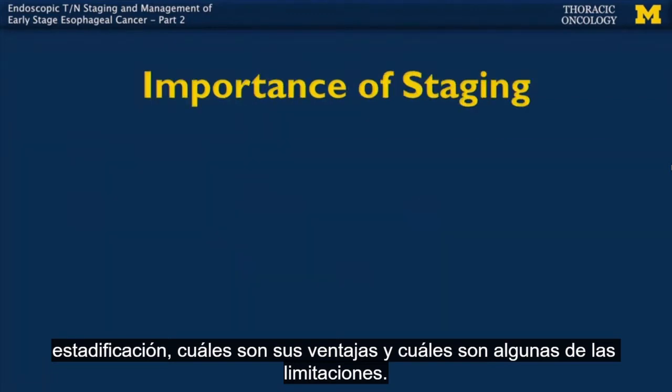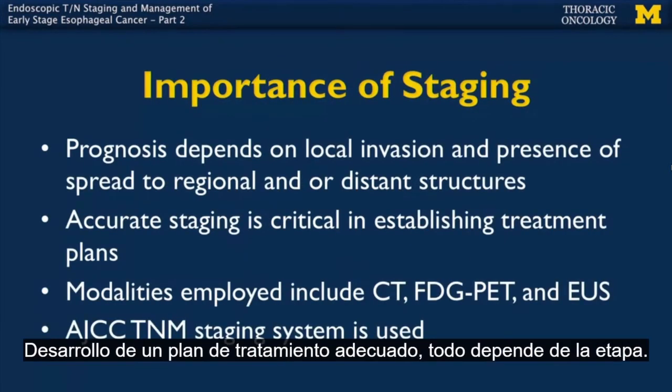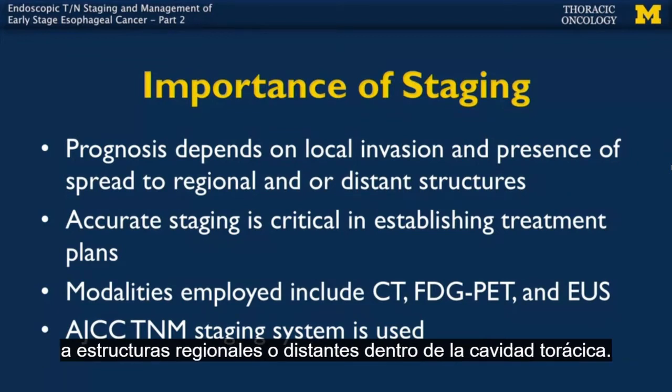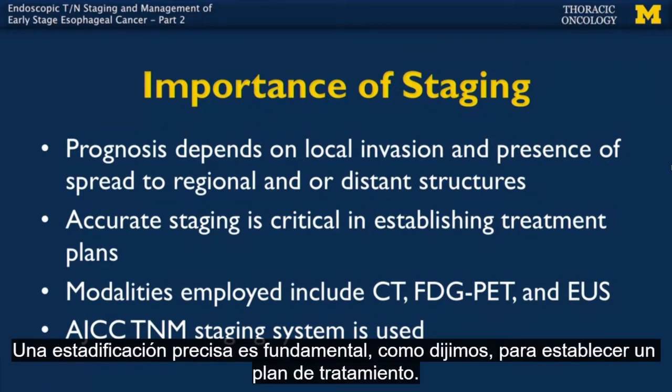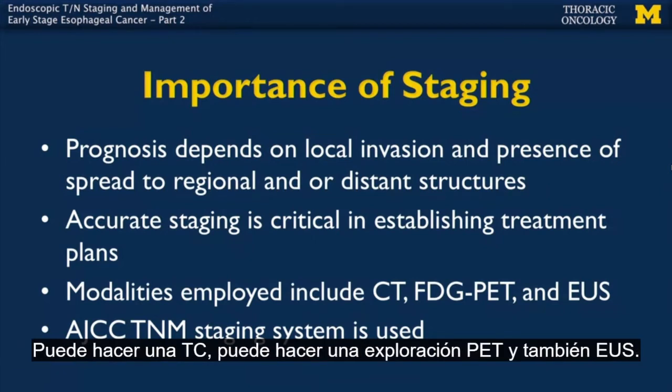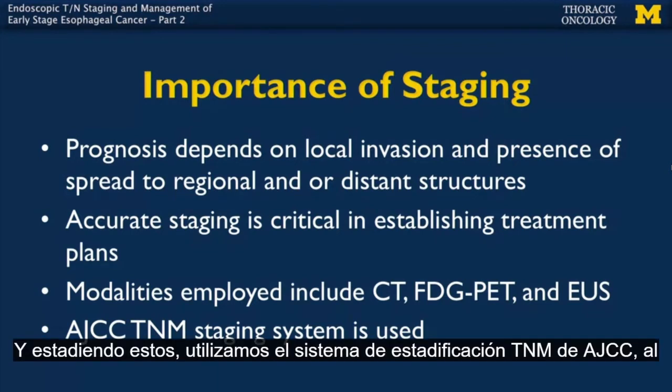Development of an appropriate treatment plan is all dependent on stage. So you can see here the prognosis depends on local invasion and the presence of spread to regional and/or distant structures within the thoracic cavity. Accurate staging is critical, like we said, in establishing a treatment plan. So what do we use whenever we're trying to stage these cancers? You can do CT, you can do a PET scan, and also EUS. In staging these, we use the AJCC TNM staging system, just as it is with many of the other cancers.